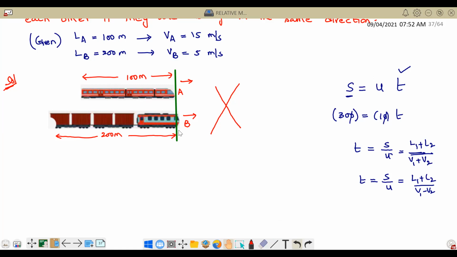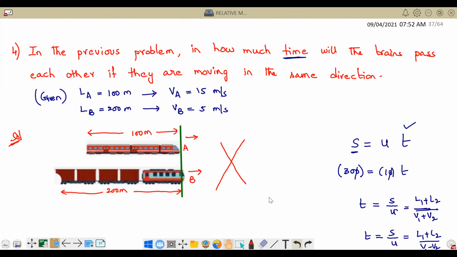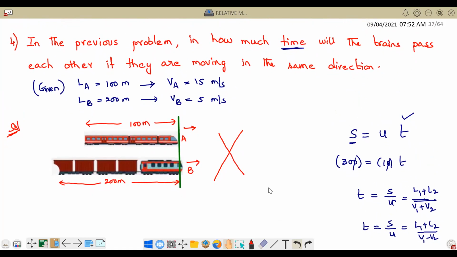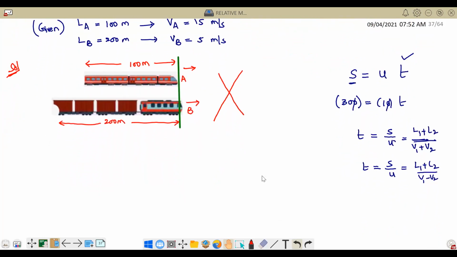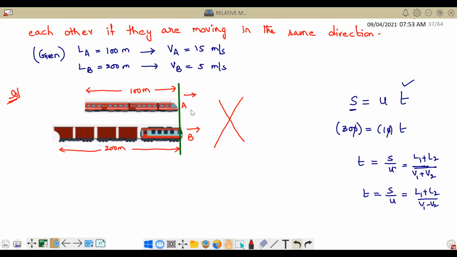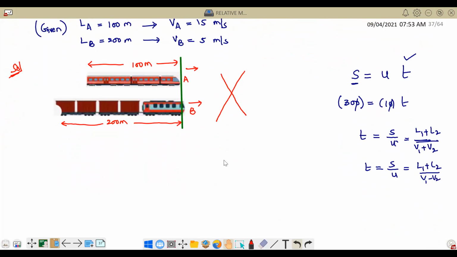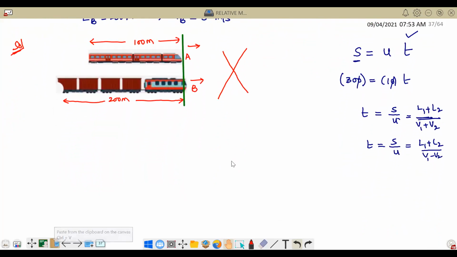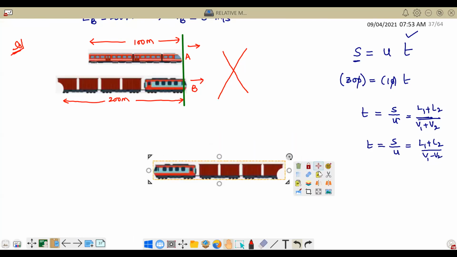So the correct way to take this problem is, both trains are attached, head and tail, no? Same direction means one end of a train is attached to the tail of the other train. Yes, that is the correct understanding. So whenever they're traveling in the same direction, you should not take it like this. The way to take the trains is like this.